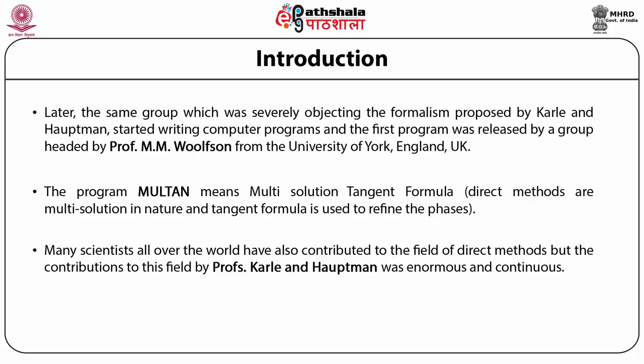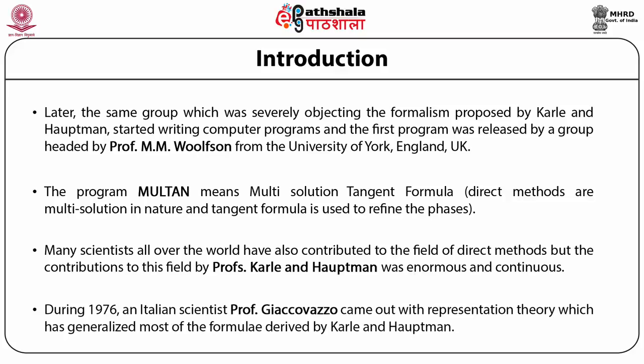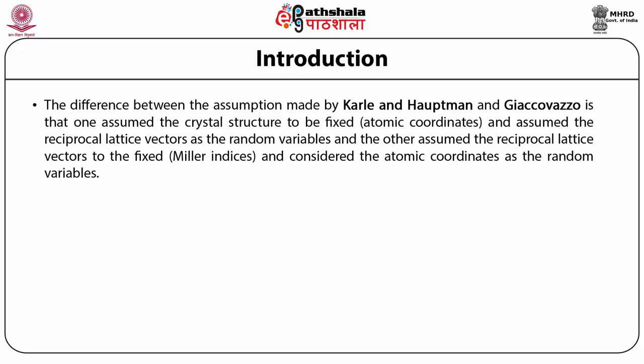the contribution to this field by Professor Karle and Hauptman was not only enormous, but also continuous. During 1976, an Italian scientist, Professor Giacovazzo, came out with a representation theory which has generalized most of the formula derived by Karle and Hauptman, and he has published a textbook consolidating whatever work he has done in this direction. The difference between the assumptions made by Karle and Hauptman and Giacovazzo is that one assumed the crystal structure to be fixed, that is, atomic coordinates are fixed, and the reciprocal lattice vectors HKL are assumed to be random variables, and the other assumed the reciprocal lattice vectors, the Miller indices HKL, to be fixed, and considered the atomic coordinates as the random variables.